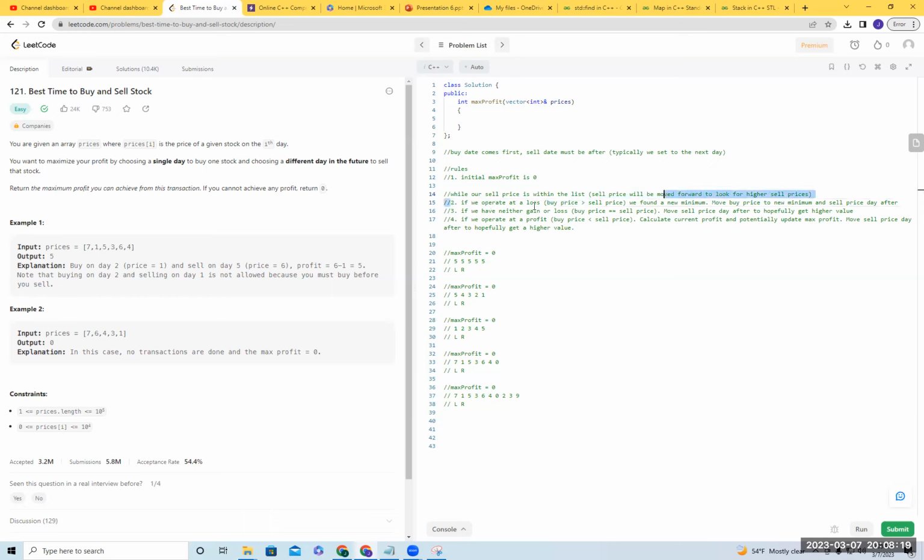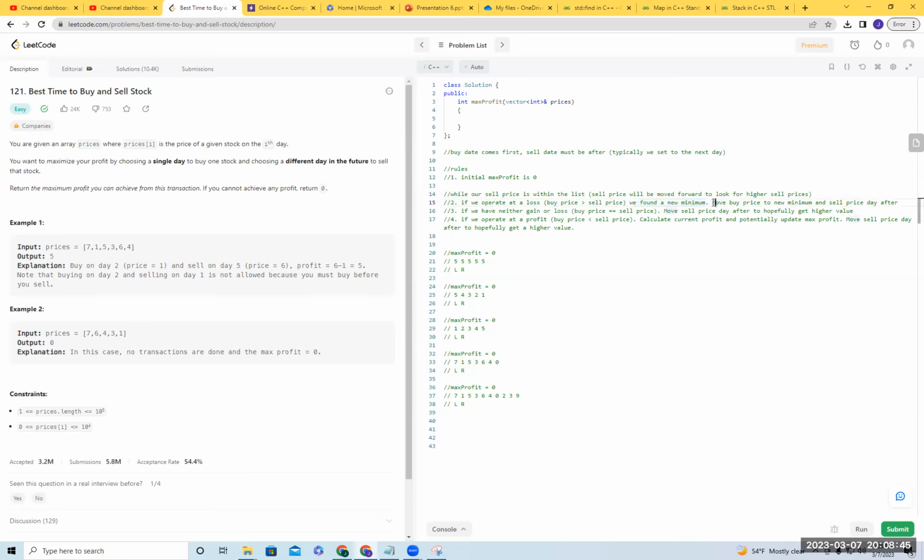Now let's go to rule 2. If we operate at a loss, meaning our buy price is higher than our sell price, we know that we found a new minimum. If I buy at 7 and sell at 6, I'm operating at a loss, so this 6 is my new minimum. Then if I buy at 6 and sell at 4, I'm operating at a loss, so the 4 would be our new minimum, and so forth.